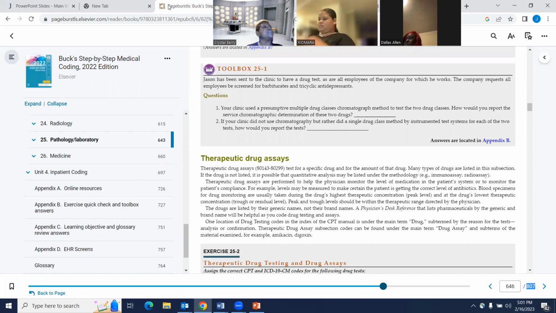What is the name of the subsection within pathology laboratory that deals with the laboratory work done to determine cellular changes? A, microbiology. B, surgical pathology. C, genetics. Or D, cytopathology.